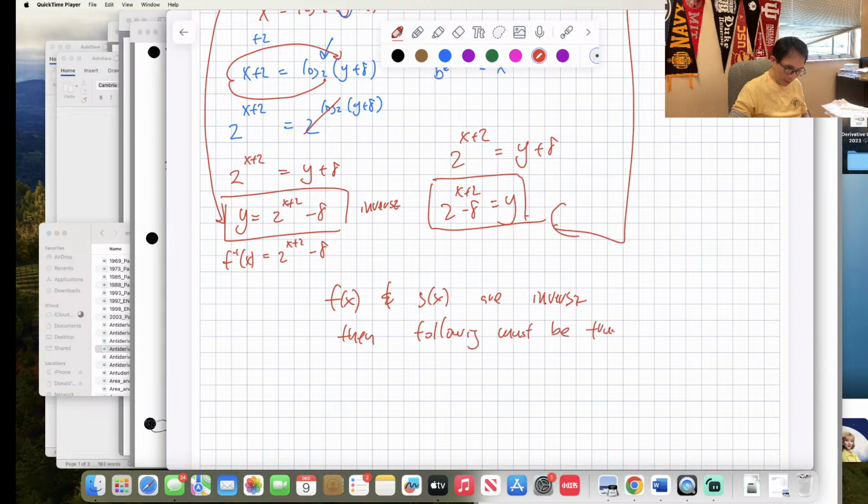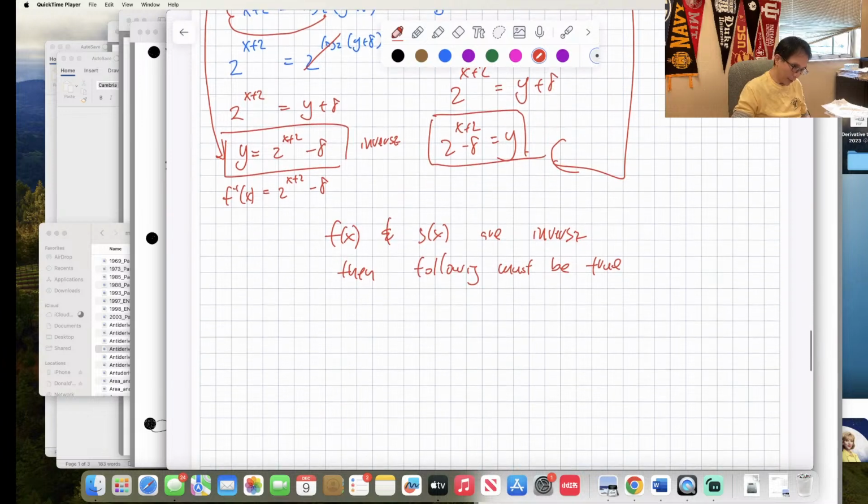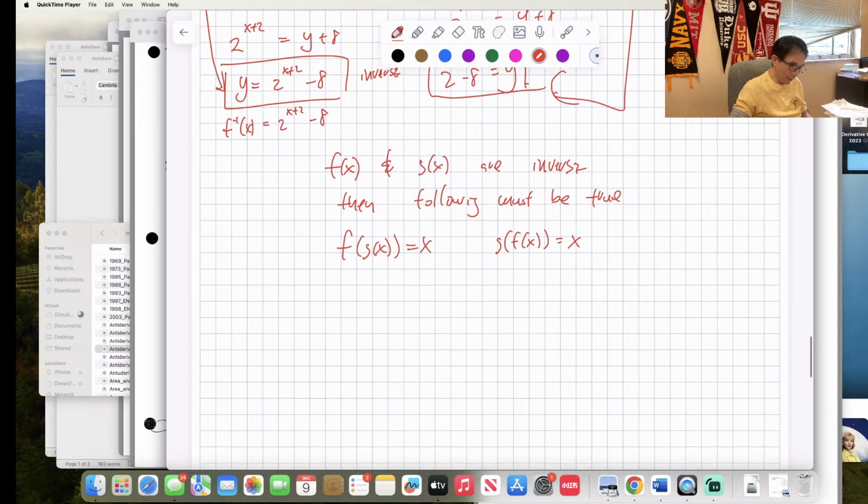Now this one takes a little bit of understanding. That means f of g of x is equal to x, or g of f of x is equal to x. If they are composite to each other, they should cancel out. For example, one of the easiest ones you know is y equals x squared and y equals square root x. They are inverse to each other, right?